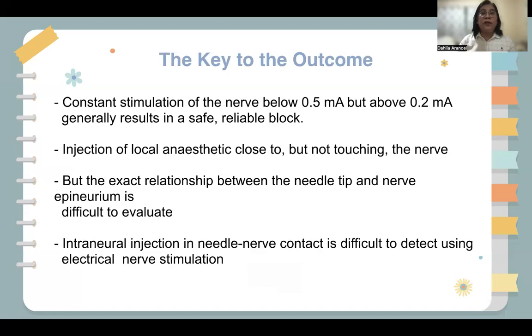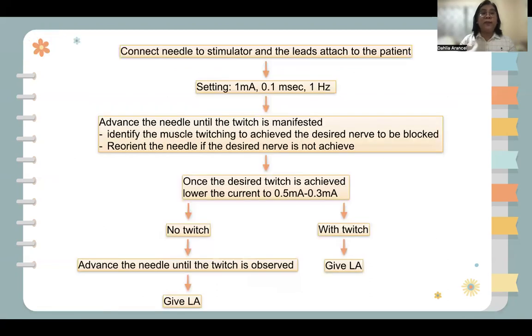Constant stimulation of the nerve below 0.5 milliampere but above 0.2 milliampere generally results in a safe, reliable block. Injection of local anesthetic is close to but not touching the nerve. But the exact relationship between the needle tip and nerve epineurium is difficult to evaluate. An intraneural injection or needle-nerve contact is difficult to detect using electrical nerve stimulation.